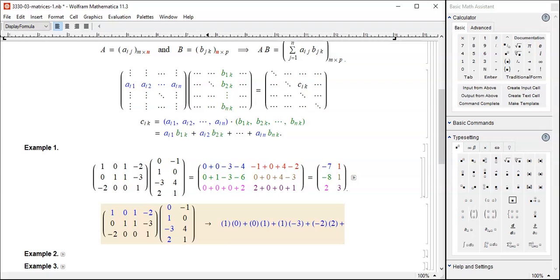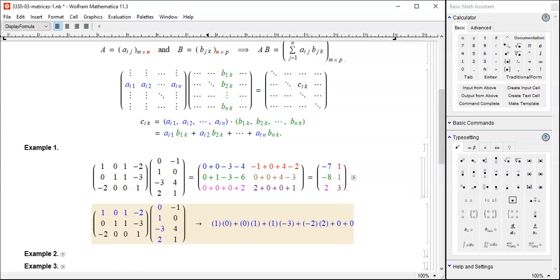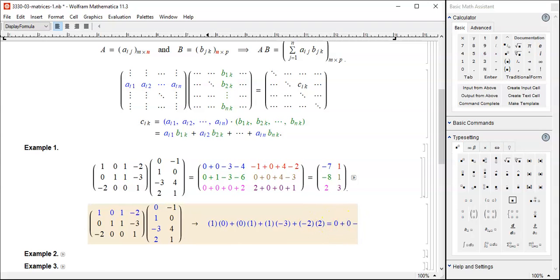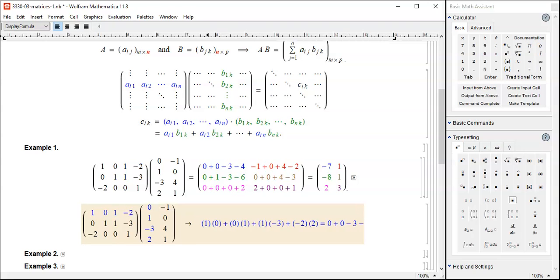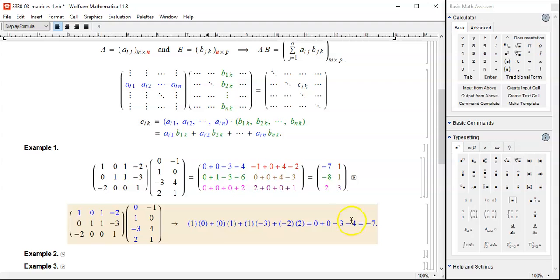If you calculate, what you get is 0 plus another 0. Oops, excuse me, this should be an equality. 0 plus 0 minus 3 minus 2 times 2, 4. So this is negative 7. And is that what we have over here? Negative 7.